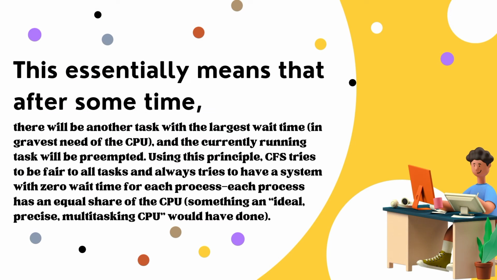This essentially means that after some time, there will be another task with the largest wait time, in gravest need of the CPU, and the currently running task will be preempted. Using this principle, CFS tries to be fair to all tasks and always tries to have a system with zero wait time for each process. Each process has an equal share of the CPU, something an ideal precise multitasking CPU would have done.